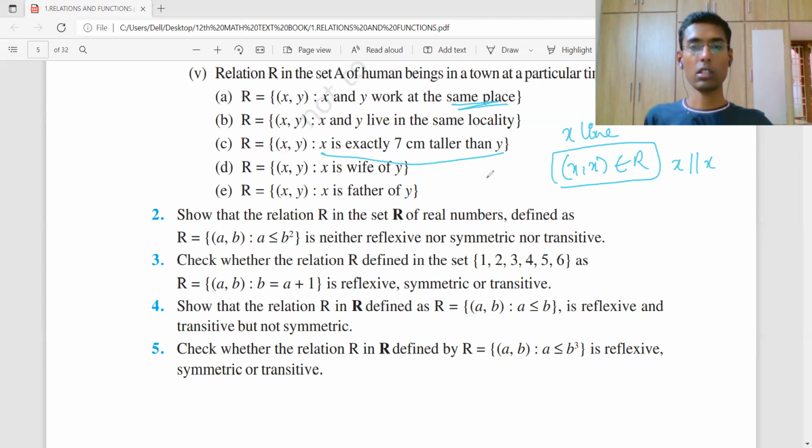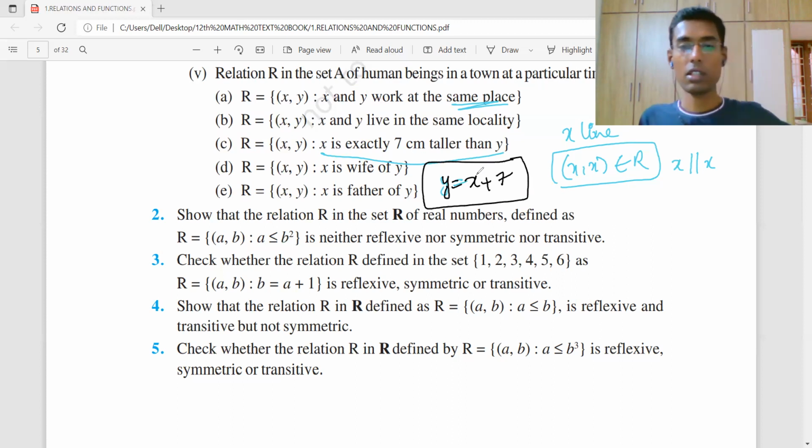It's not reflexive. It can't be symmetric, because y equals x plus exactly 7 is the relation here. So this relation is neither reflexive, nor symmetric, nor transitive. Next, x is the wife of y. This is also nothing. X is the wife of itself? (x, x) means x is the wife of x only.